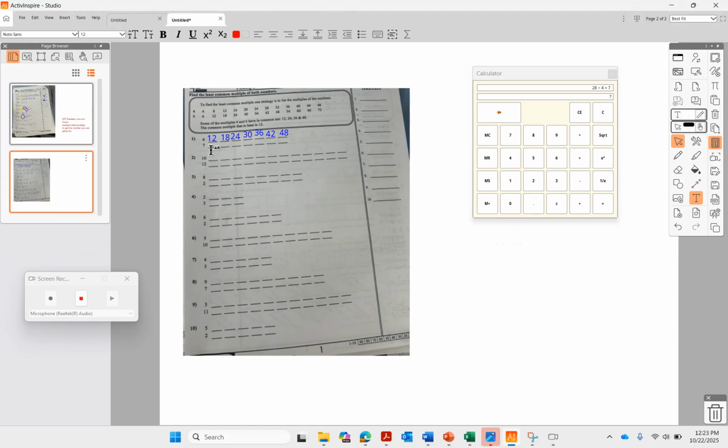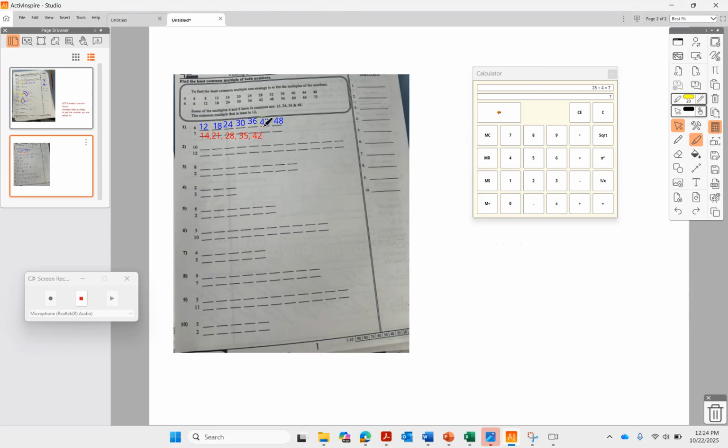So this is 14. And then I'm going to just do it this way. Then we'd have 21. And 7 times 3 is 21. 7 times 4 is 28. 7 times 5 is 35. 7 times 6 is 42. Okay. So the one that they have in common, the first one that they have in common is 42.